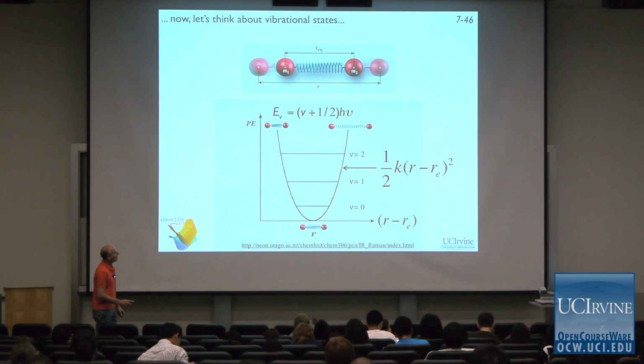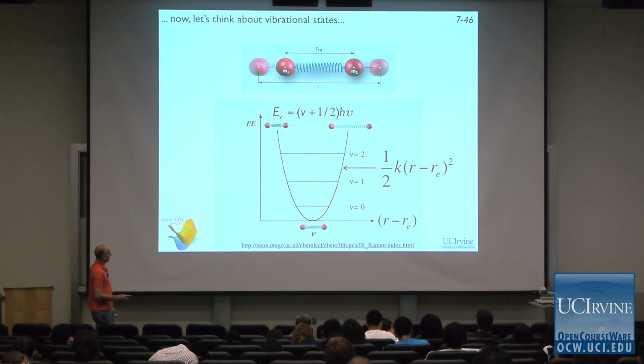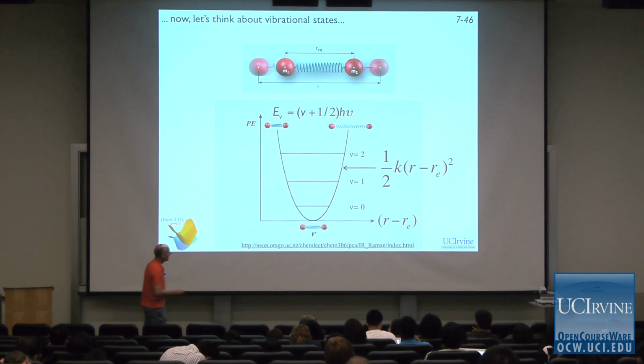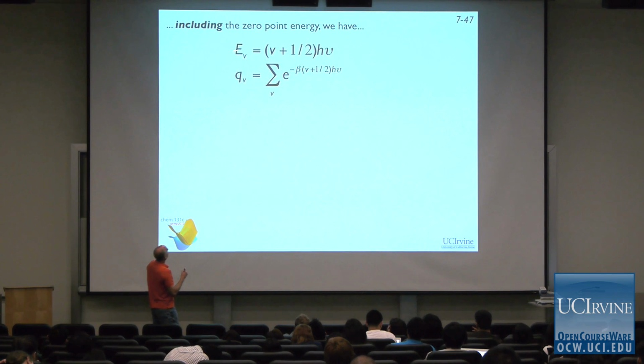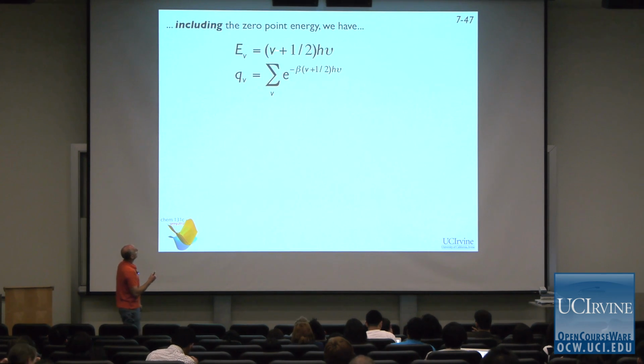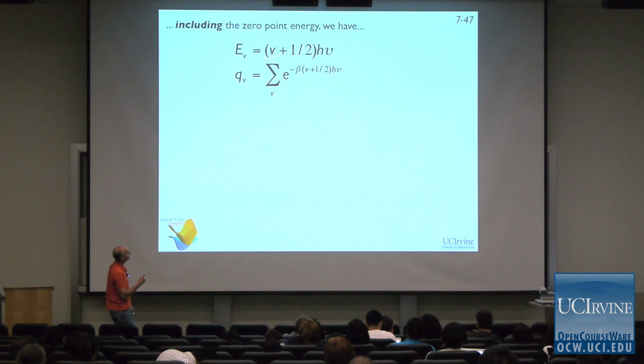Okay, so harmonic oscillator. Remember way back when we were talking about it. Here's the harmonic potential, 1/2 k x squared, or r minus r_e. r_e is the equilibrium bond distance. Everyone remember Hooke's law? Evenly spaced energy levels. This is what they are: v plus 1/2 times h nu, where v is the vibrational quantum number.